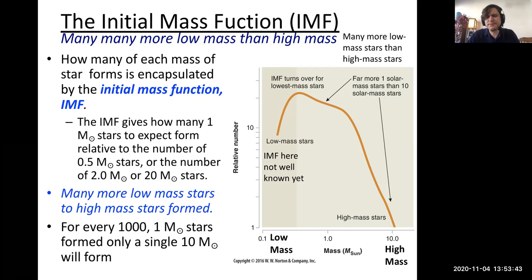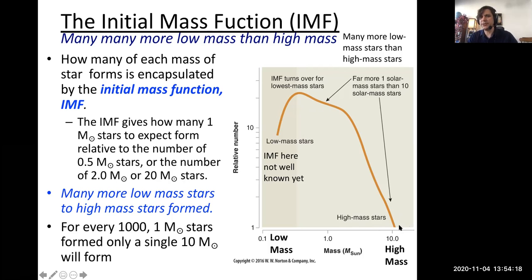So just because it's a little bit of a tricky concept, the initial mass function, usually just called the IMF, gives how many one solar mass stars to expect relative to the number of half solar mass, to 1/10 of a solar mass, compared to how many are 2 times the mass of the Sun, 20 times the mass of the Sun, so on and so forth. And the takeaway is that you form many more low mass stars. You form a lot more low mass stars compared to high mass stars. A relatively high number of low mass stars, a relatively low number of high mass stars.